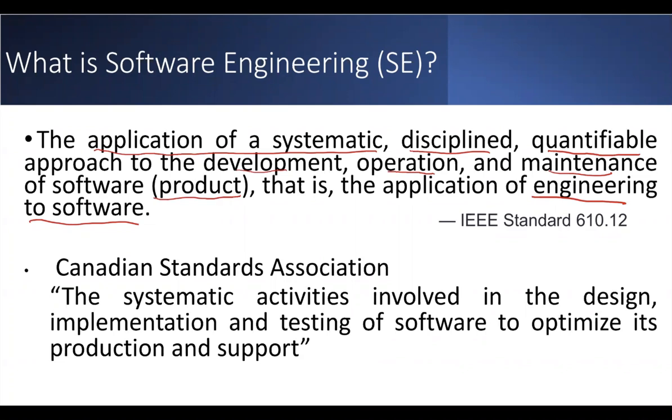Aligned to the definition defined by the Canadian Standards Association, software engineering is defined as the systematic activities involved in the design, implementation, and testing of software to optimize its production as well as its support. So this is another definition of software engineering. In this course, we're going to use the general definition provided by the IEEE standards, with the focus of what the Canadian Standards Association has defined as well.